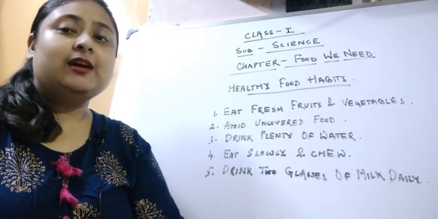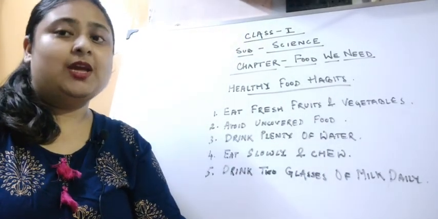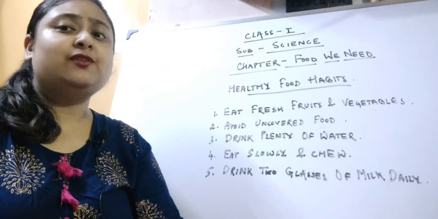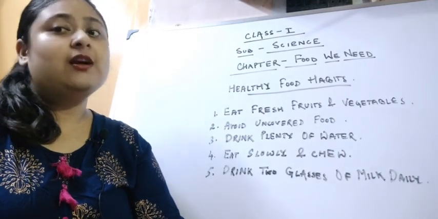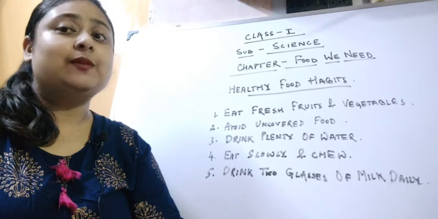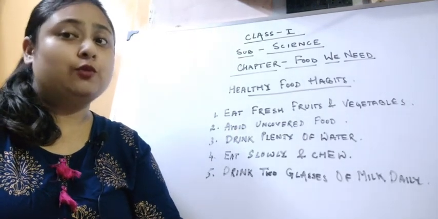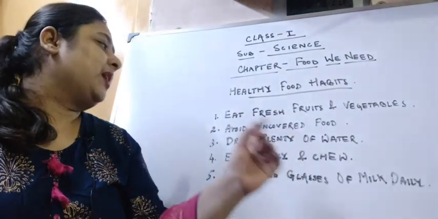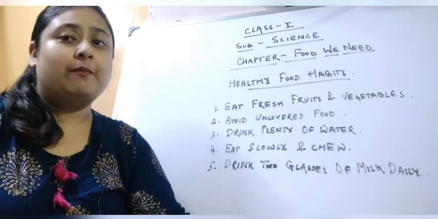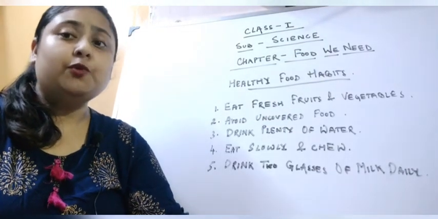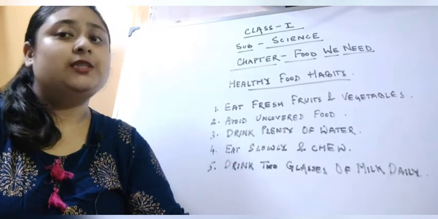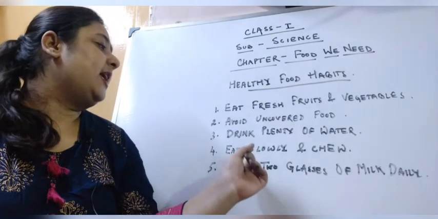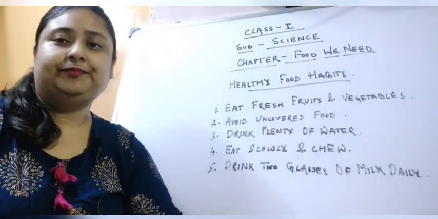Next, avoid uncovered food. Never eat uncovered food items. Children, those food items which are uncovered, flies and different kinds of insects sit over those uncovered food items. They carry some diseases with them. So if you eat those uncovered food materials, you can fall sick. Next, drink plenty of water. Please remember to drink plenty of water, not only when you are thirsty, but also target 1 bottle to finish it every day.